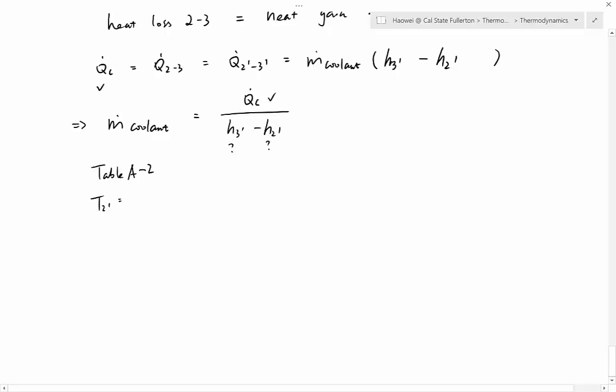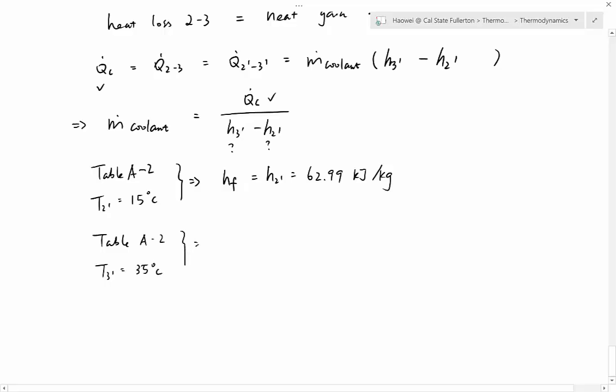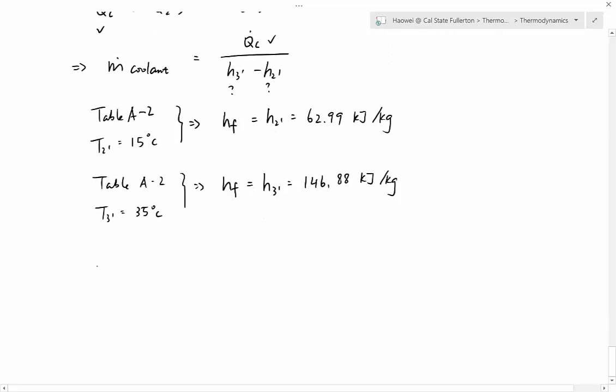T2 prime is at 15 Celsius. From the table, you can find HF, and that will be equal to your H2 prime. The value is 62.99 kilojoule per kilogram. Then we use table A2 again. This time T3 prime is 35 Celsius. From here, we can find HF from the table, and that will be our H3 prime. The value is 146.88 kilojoule per kilogram. So now I have everything I need in the right-hand side. The mass flow rate of the coolant can now be easily found.